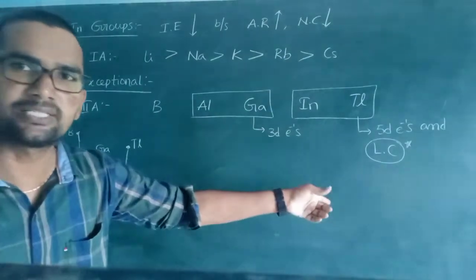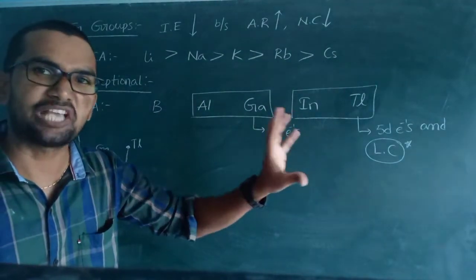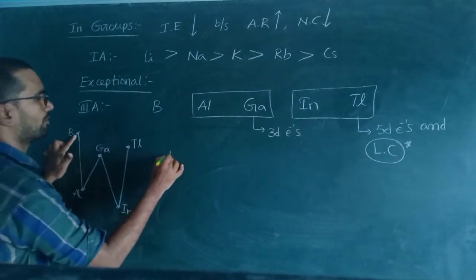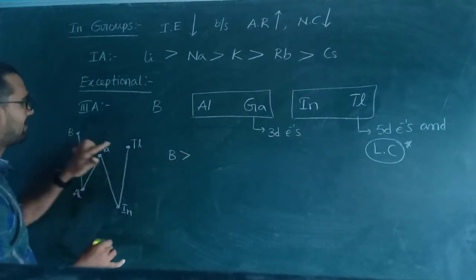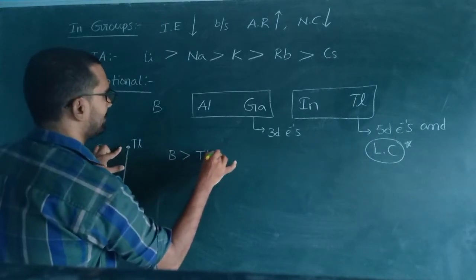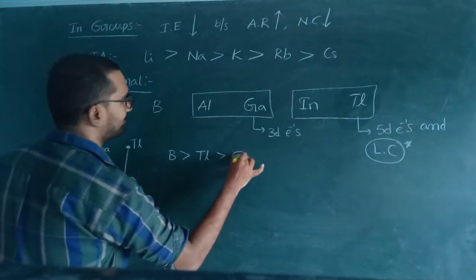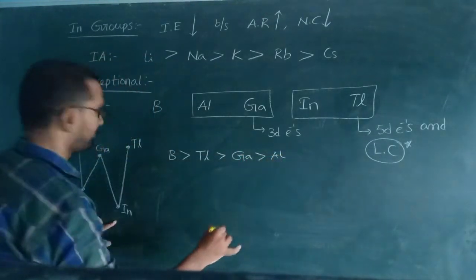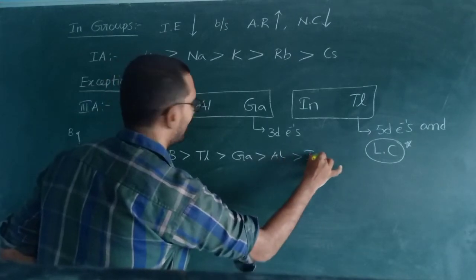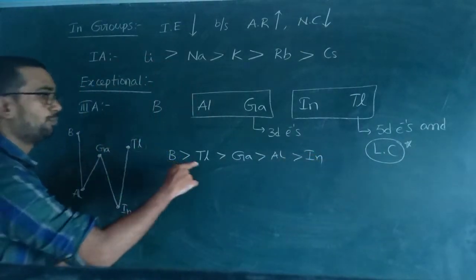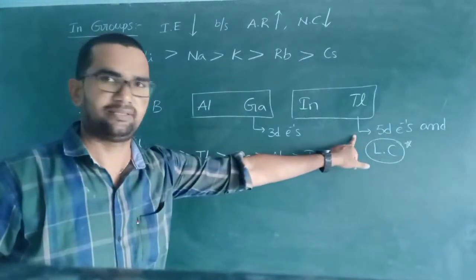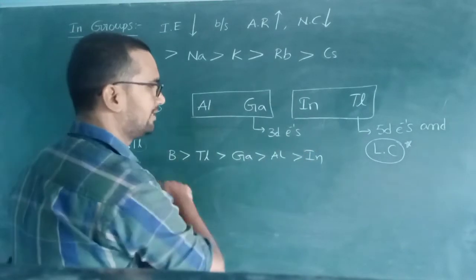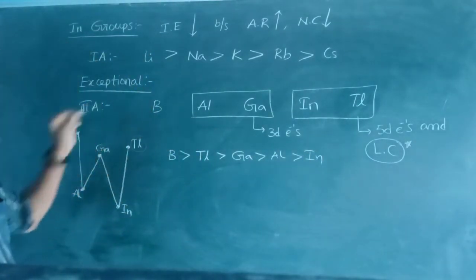Due to these two reasons, ionization energy shows abnormal behavior. Abnormal behavior means boron shows more. Next place thallium. Next place gallium. Next place aluminum. Next place indium. Why this thallium shows more ionization energy means this is the reason. Why this gallium shows more ionization energy means this is the reason. Okay, Nandi? This is about third A group elements.